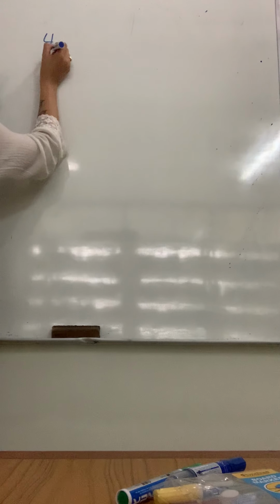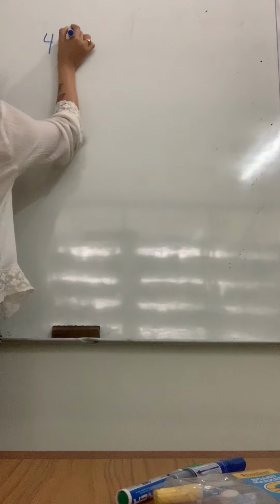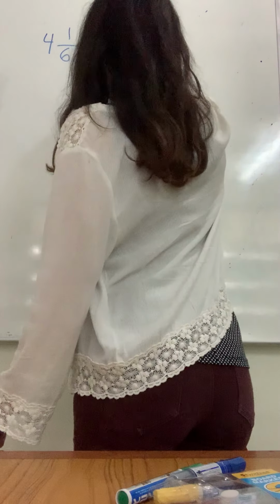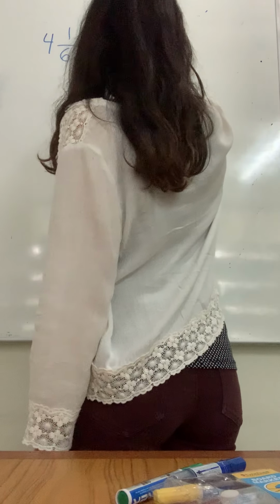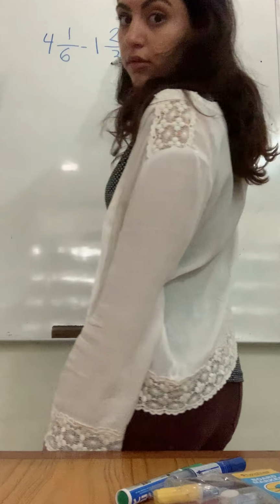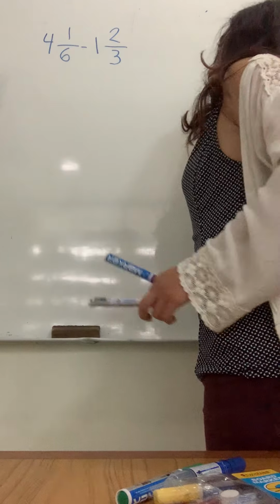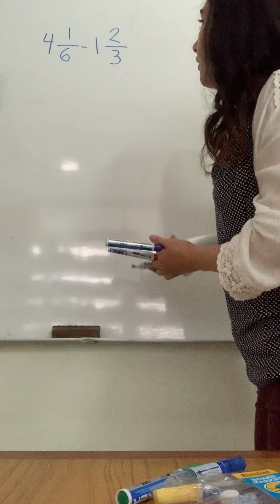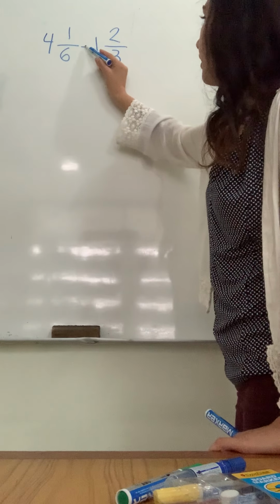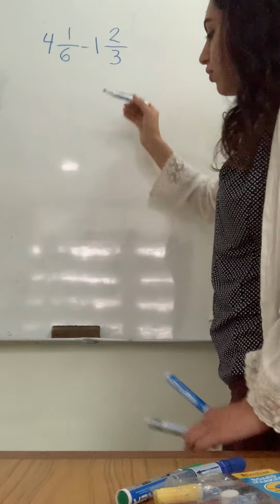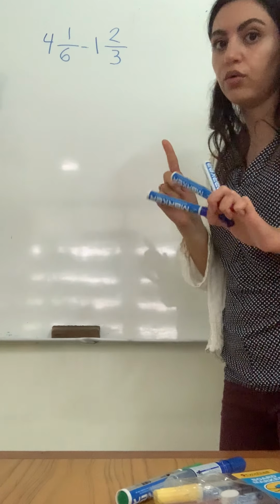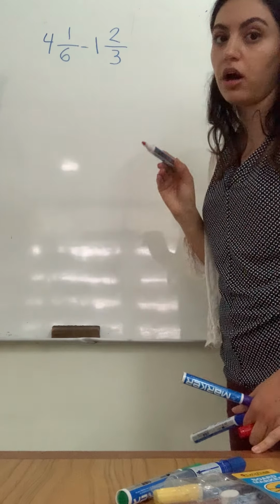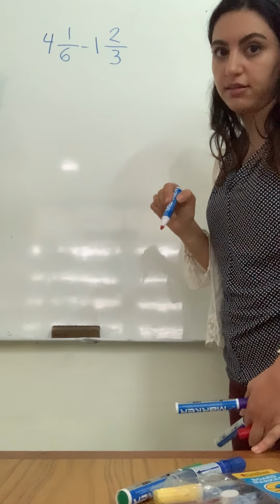We have 4, 1/6 minus 1, 2/3. Okay, so we have 4, 1/6 minus 1, 2/3. First thing we do, we're going to check the denominators. We have 6 here, we have 3 here, so they're not the same. We have to make them the same.